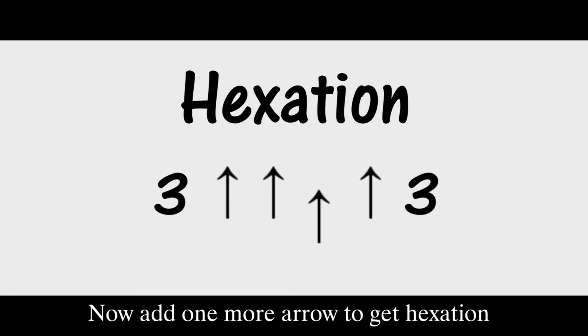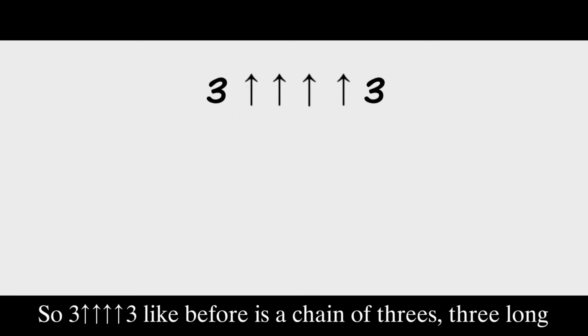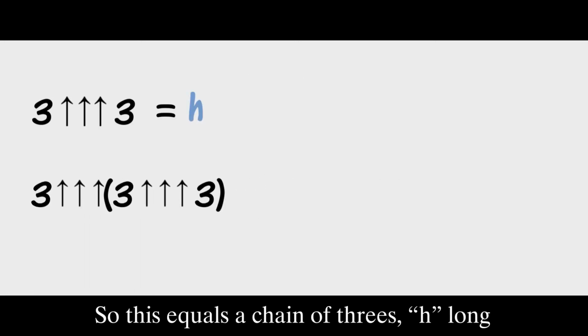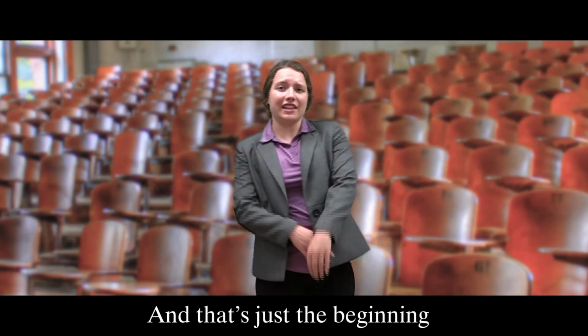Now add one more arrow to get hexation. So 3 quadruple arrow 3, like before, is a chain of 3's 3 long, but with triple arrows in between. Remember, 3 triple arrow 3 is H. So this equals a chain of 3's H long with double arrows in between. And that's just the beginning.